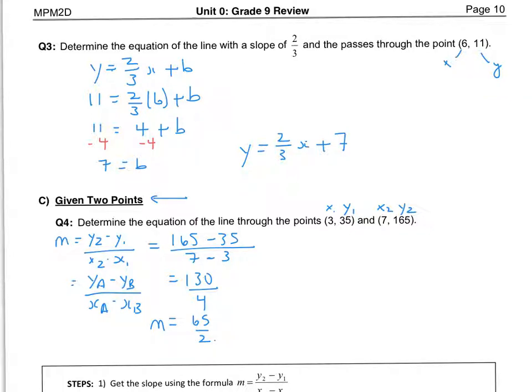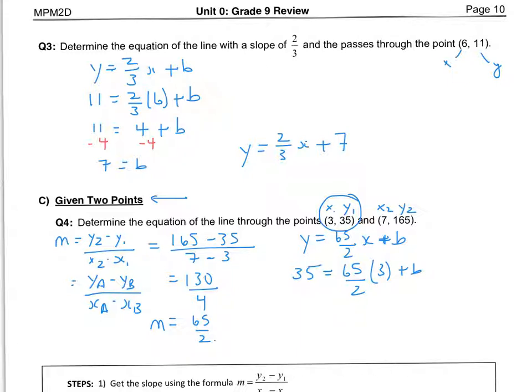Now that I know my slope, I start with y equals 65 over 2 x plus b, and then I pick a point. It doesn't matter which one, but just pick one of them. Don't take the x from one and the y from the other. I'm going to pick this one because the numbers are smaller. I'm going to put 35 in for my y, and I'm going to sub 3 in for the x, and then I'm going to calculate for b.